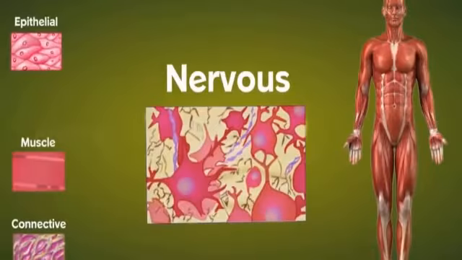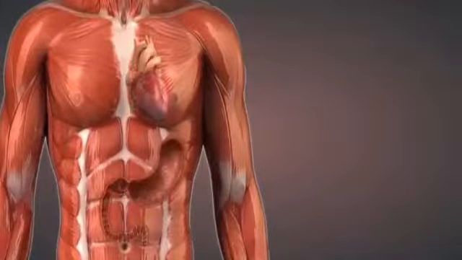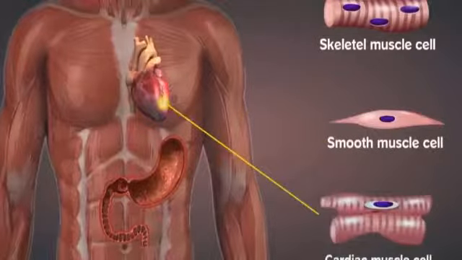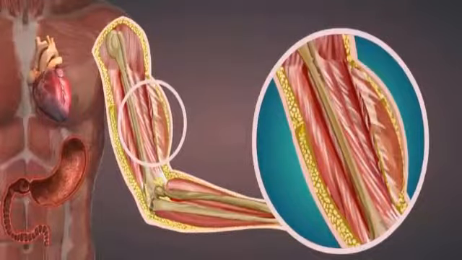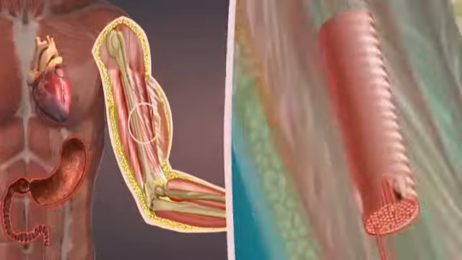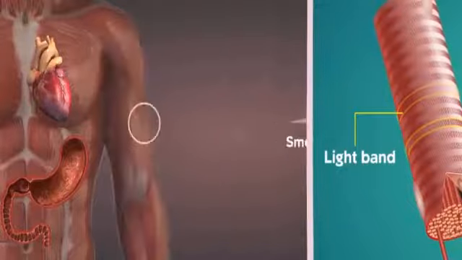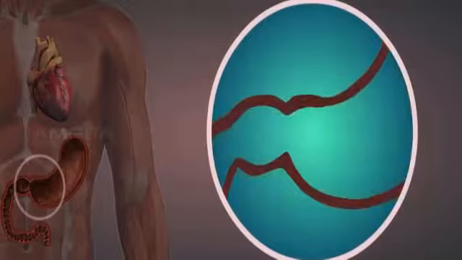The third tissue type is the muscle tissues that are responsible for the movement in our body. The 3 types of muscle tissues are skeletal, smooth, and cardiac. The skeletal muscle helps in locomotion and other voluntary body movements. It is made of long fibers with alternate light and dark bands or striations, so skeletal muscles are also called striated muscles.